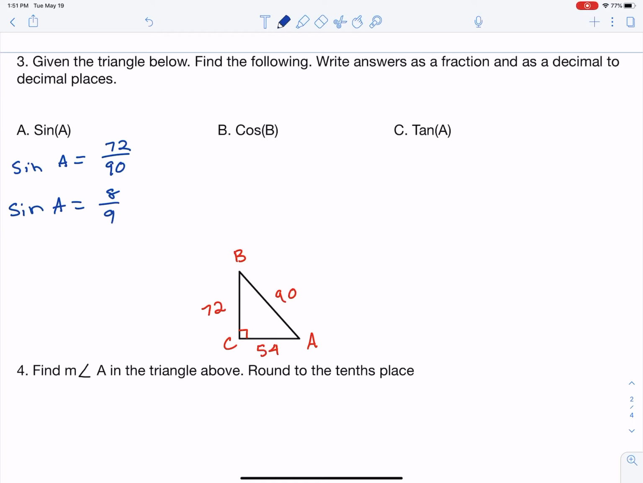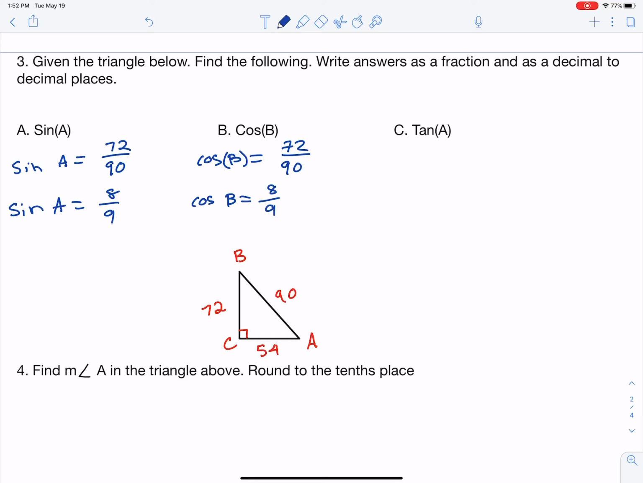Let's go find the cosine of B. So the cosine of B is adjacent over hypotenuse. So the cosine of B is adjacent, which is 72, over hypotenuse, which is 90. Notice that's the same thing as the sine of A. So we get the cosine of B is 8/9.